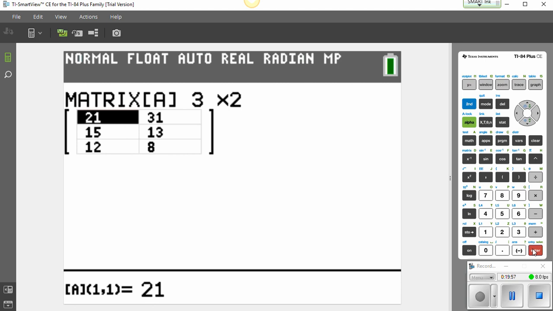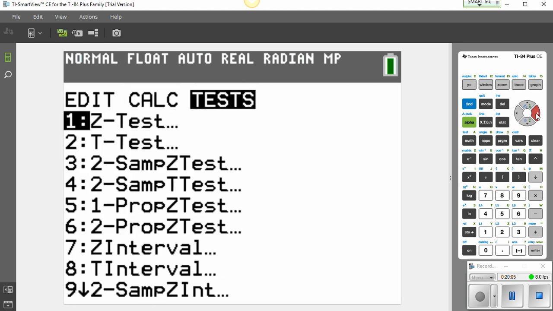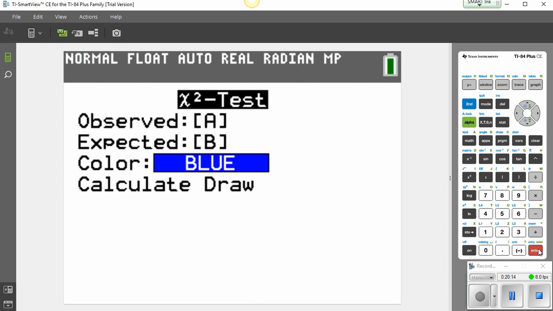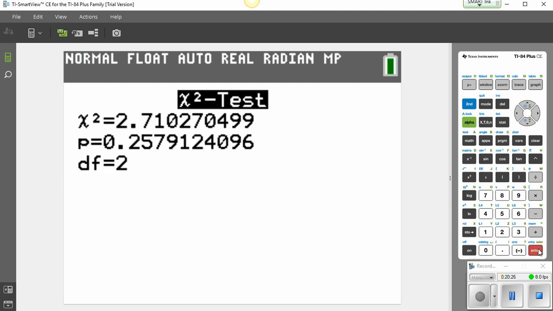At this point, you're ready to do the test in your calculator. You just have to make sure you edit matrix A. We're going to go to stat, go over to tests, and go all the way down until we get to test letter C for chi-square test. Just remember that you do not have to come up with the expected counts. The calculator will do that for you. There's a little gremlin in the calculator that is nice enough to do all that work for us. Once we type in the observed, we go down to calculate, and that gives us our chi-square statistic, our p-value, and our degrees of freedom.